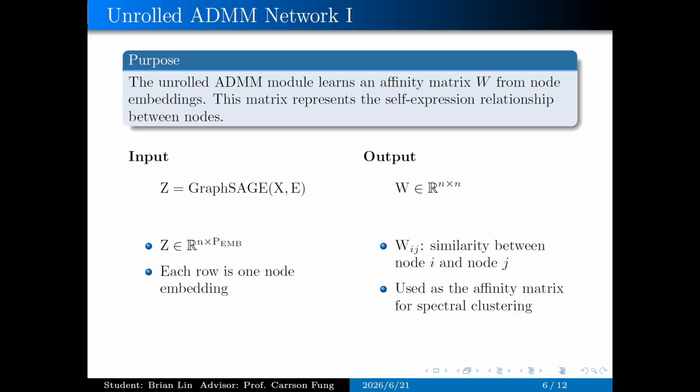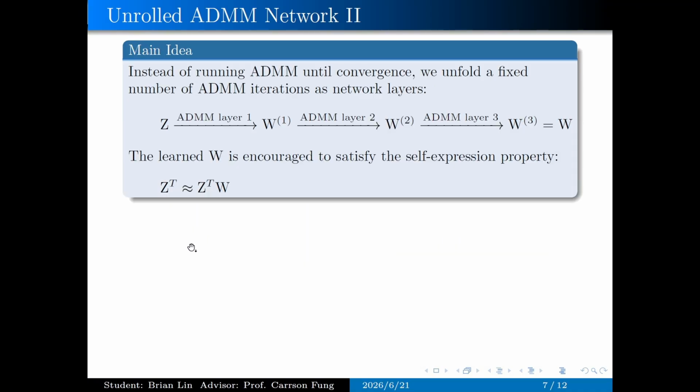The input is the output of the GraphSAGE, so it's Z, and the dimension is n by p_emb. The n is the number of nodes, and p_emb is the dimension of the embedding. Each row vector is one node embedding, and the output is the W matrix, which is n by n. The element of W represents the similarity between node i and node j, and it will be used as the input of the spectral clustering.